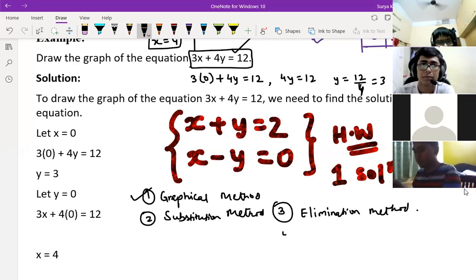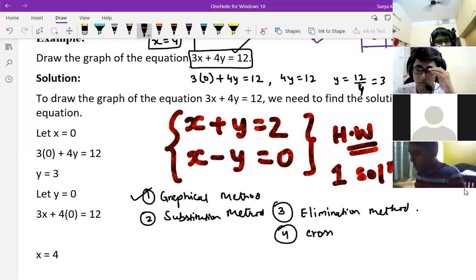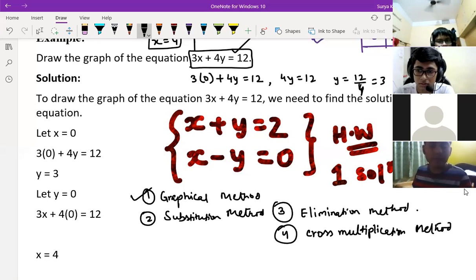And one last method you are having, which you will read in class 10, that is the cross multiplication method. Yeah, class 10th you are having cross multiplication. So graphical method is nothing but graph representation, right? Yeah, you do graphical representation, and where both lines meet, that is your answer.